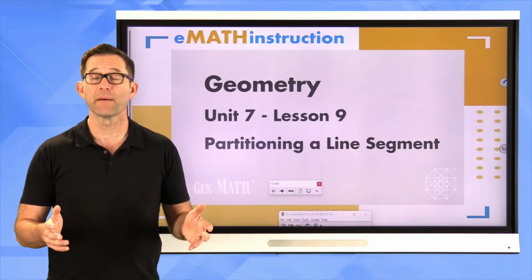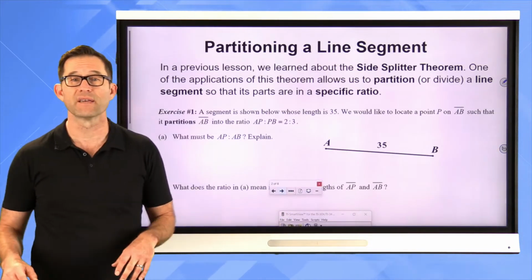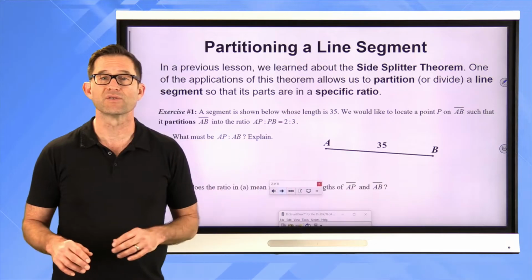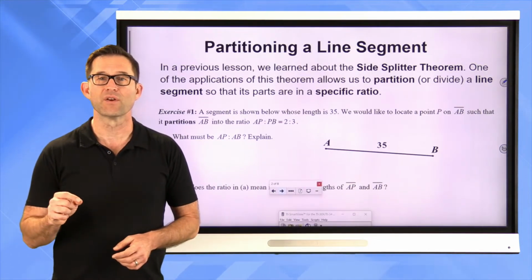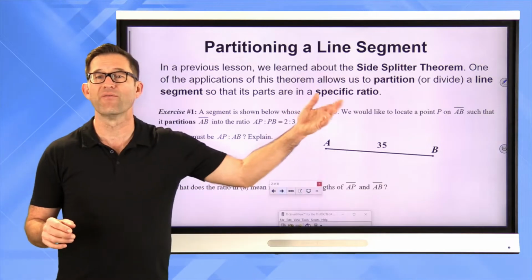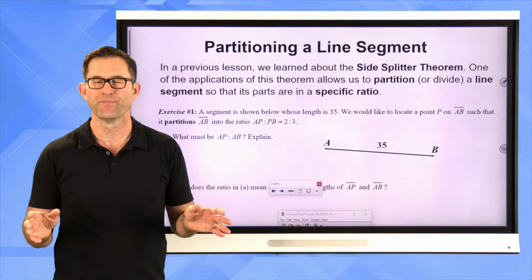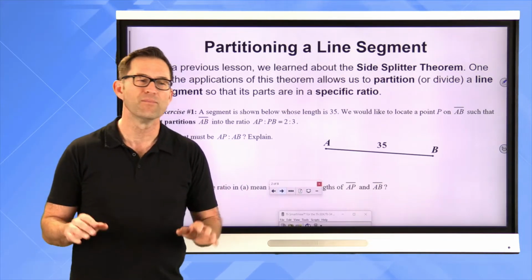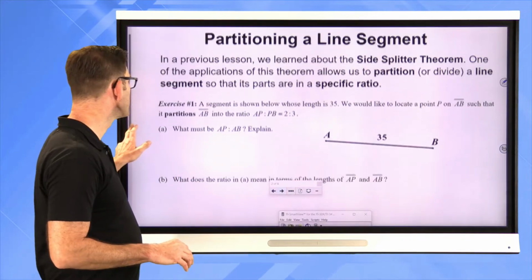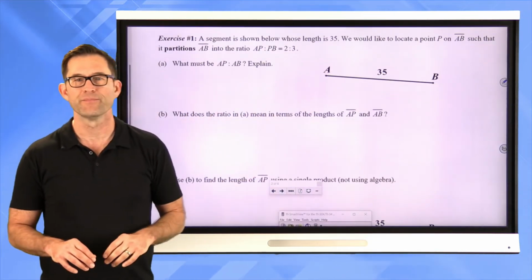All right, that being said, let's get right into it and talk about what it means to partition a line segment. Now, in previous lessons, we learned about the side splitter theorem. One of the applications of this theorem allows us to partition or divide a line segment so that its parts are in a specific ratio. Now, before we get into that, because all of that work is going to be done in the coordinate plane, let's take a look at what it means to partition a line segment not in the coordinate plane.